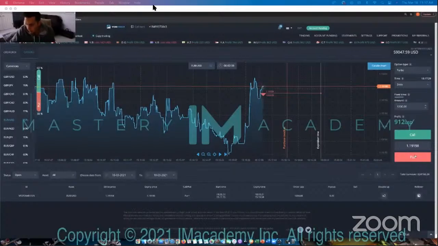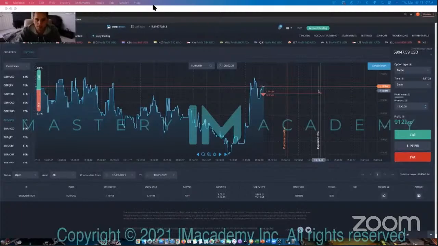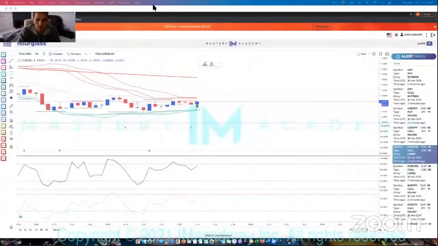So 198 or below on Euro USD for a 3-minute sell. Okay, I know we are getting an up arrow, right? But I'm going to show you guys why I like this setup.